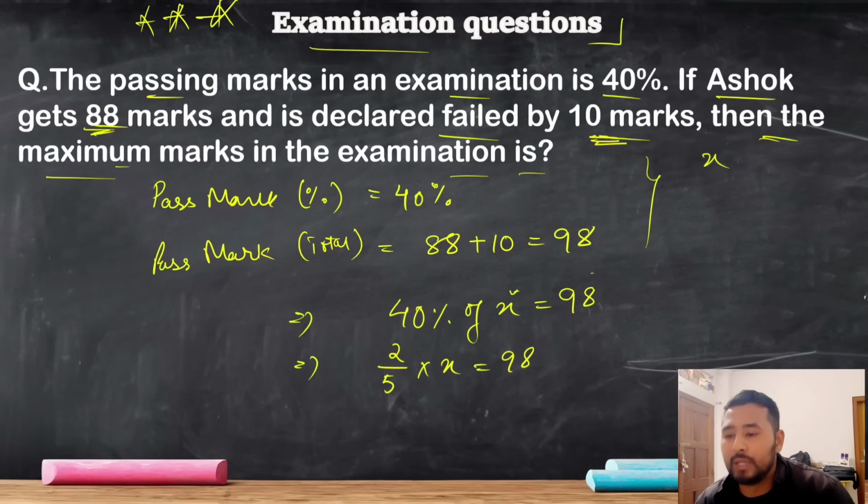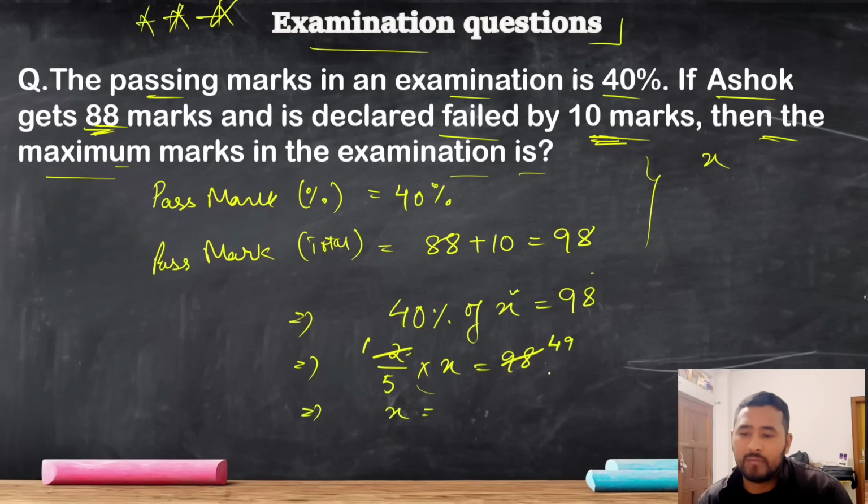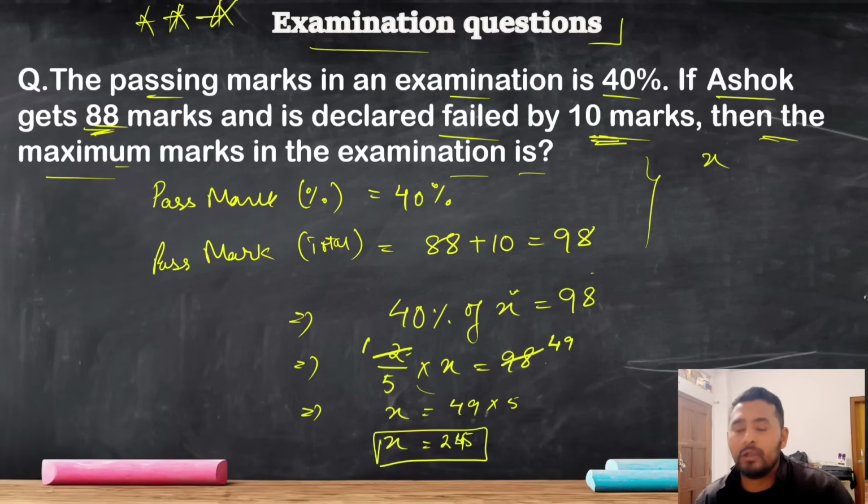What I'll do, you can cancel this numerator and numerator directly. You all want a shortcut, right? So what you can do? 2 1s are 2. You can cancel this numerator and numerator. Okay, 2 4s are 8. 2 9s are 18. So now the remaining, X equal to, bring 5 to the other side. So X will be how much? 49 into 5. 5 9s are 45. 5 4s are 20, 24. So our maximum mark is how much? 245. I hope it is clear.